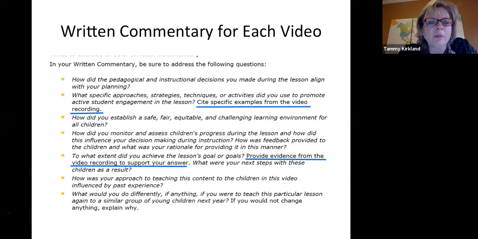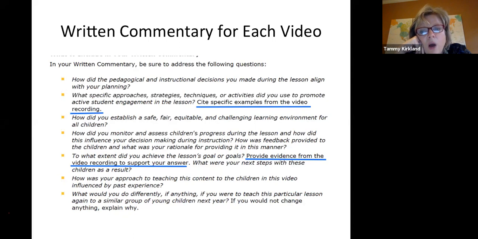How do you establish a safe, fair, and equitable, challenging learning environment? I really want you to look at your rubric. You're going to be so excited when you do, because you're going to see those exact words, and it will tell you exactly what they're looking for because it's on your rubric. How did you monitor and assess during the lesson? And how did this influence your decision-making during instruction?